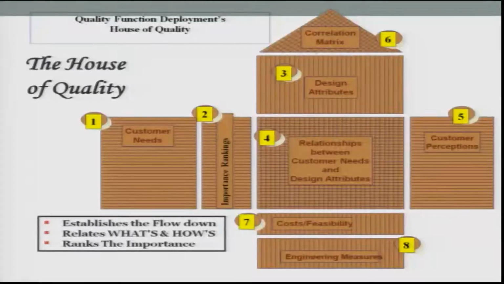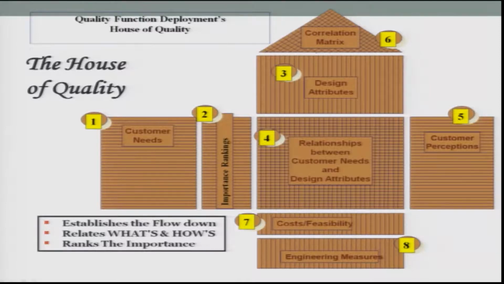So, consider the quality function deployment house of quality. You have the diagram here in front of you, which gives you the house of quality. The main focus we are trying to analyze is the relationship between the customer needs and the design attributes, whether the designs which you as a company are making meet the criteria of what the customer wants.